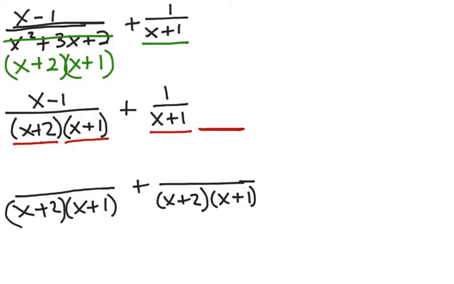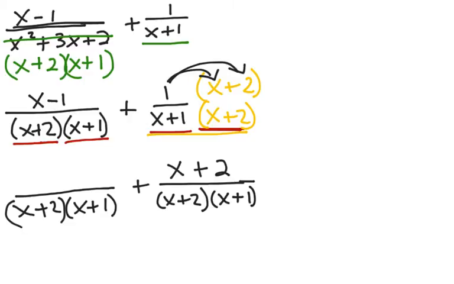So here's the question. What do I need to multiply this denominator by to make it look like this? The answer is x plus 2. That's what I need to multiply by. So I am going to go ahead and multiply top and bottom of this fraction by x plus 2. So when I do the bottom, I get my common denominator. When I do the top, I get x plus 2, because 1 times x is x and 1 times 2 is 2. Now in my first fraction, I didn't have to multiply anything by the first denominator to get the second denominator. So I just bring down the numerator as it is.